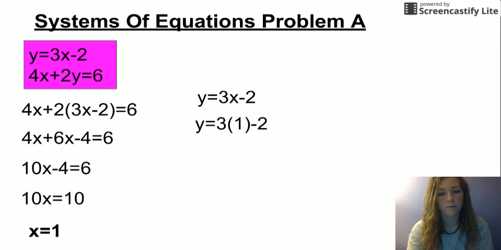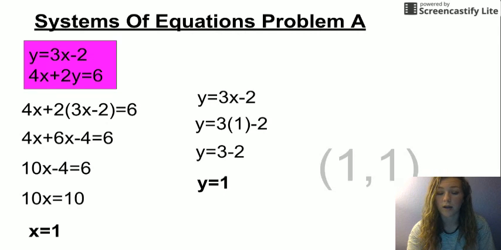And 3 times 1 is 3, so we have y equals 3 minus 2. Of course, we know that 3 minus 2 is 1, so our y is equal to 1. The last and final step is to put our answer in an ordered pair. So our answer is (1, 1).